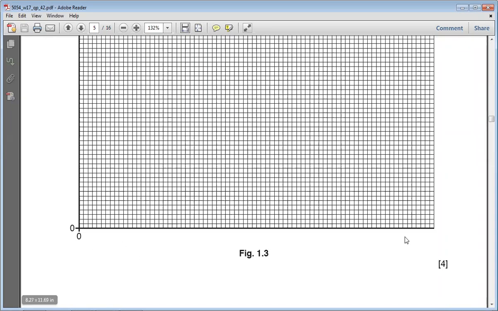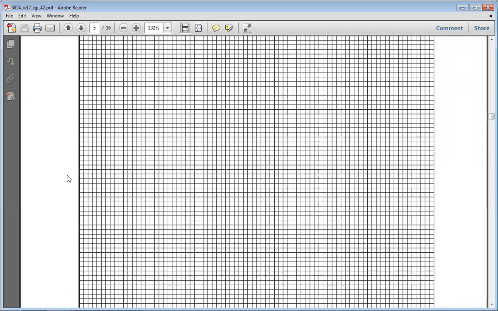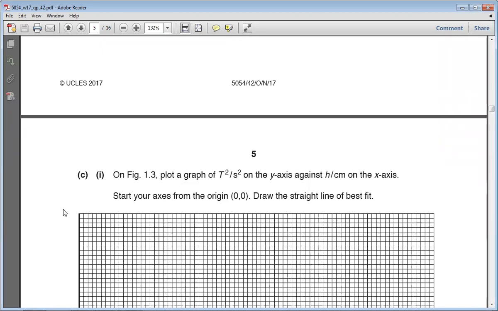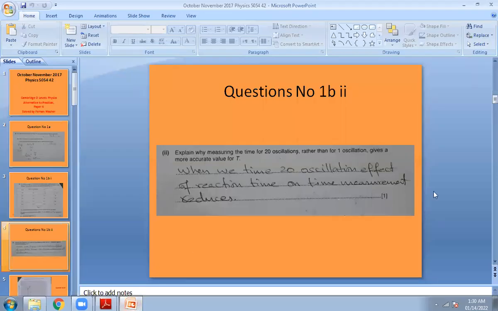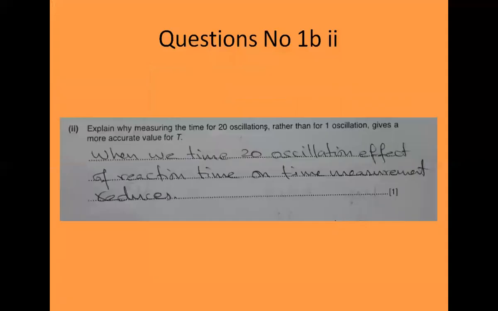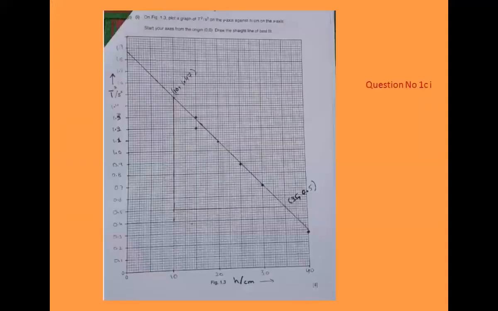On the x-axis, we will take h, which is in centimeters, and on the y-axis, I will take t square, whose unit is second square. This is that table, and h will be on the x-axis, going from 15 to 40, and the t square on the y-axis, and we will plot that graph. So let me show you my work.